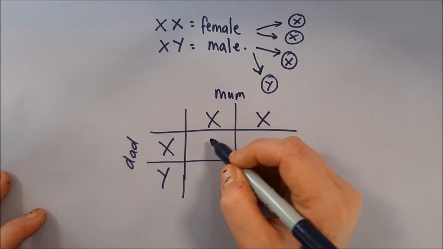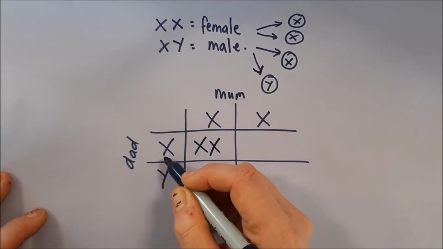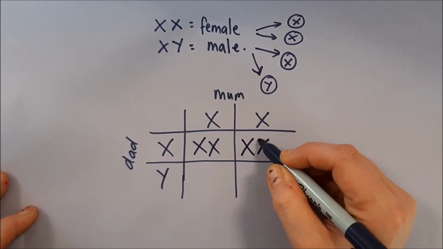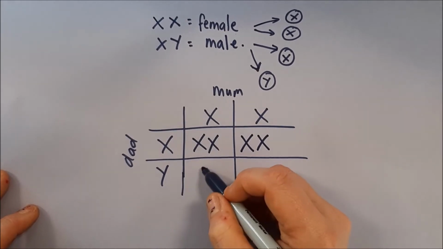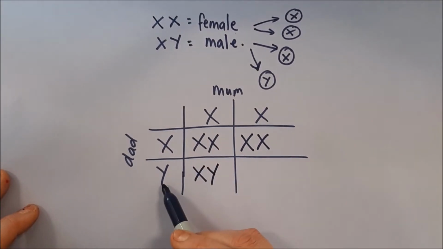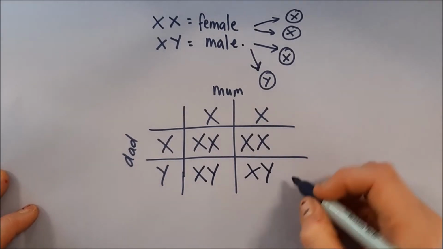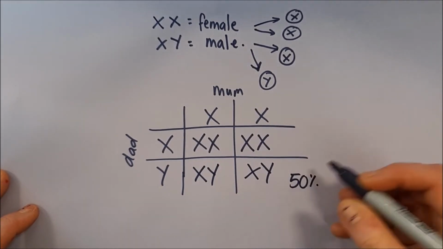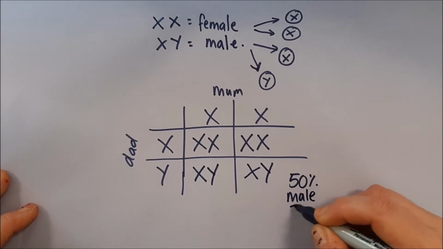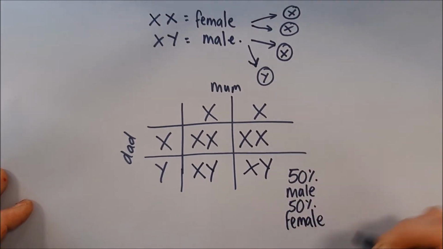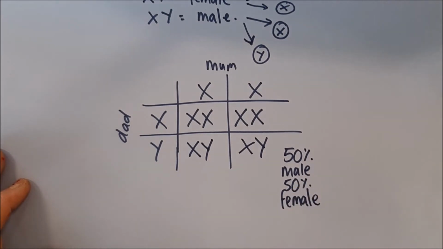So if that egg comes into contact with that sperm, you're getting a girl. If that egg comes into contact with that sperm, you're getting a girl. If this one comes into contact with this sperm, that's a boy. That's also a boy. So probability is 50% male, 50% female. Now, in the exam, always write the probabilities because you always get a mark for those.